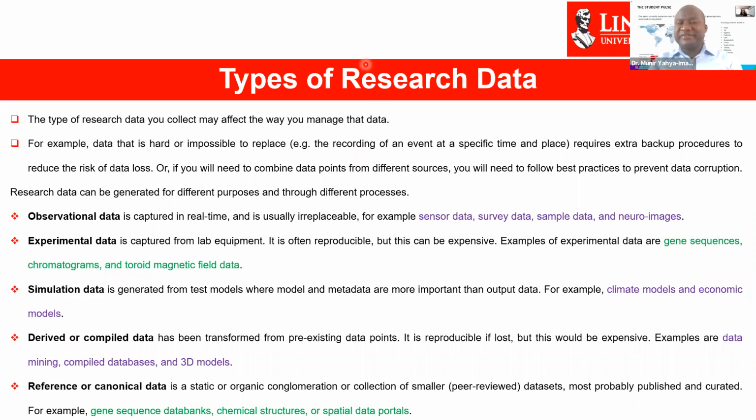Then you can also have reference or canonical data. This canonical data or reference data is a static or organic conglomeration or collection of smaller, peer-reviewed data sets, most probably published and curated. For example, you can have gene sequence data banks, chemical structures, or spatial data portals.